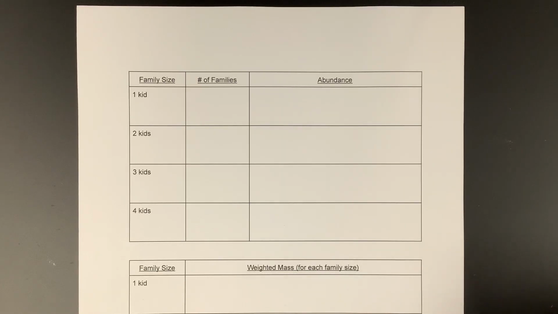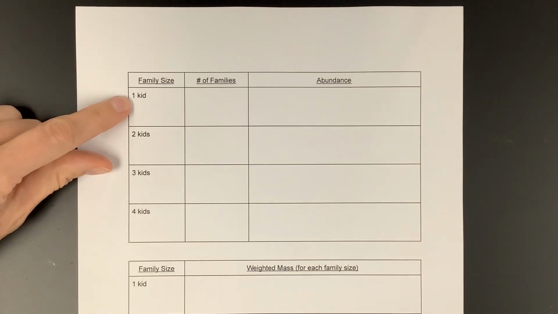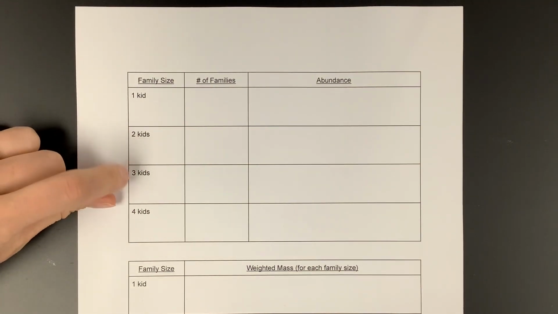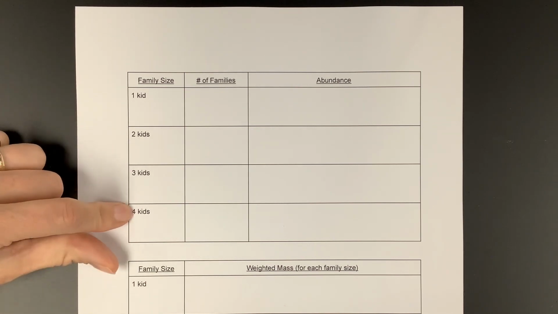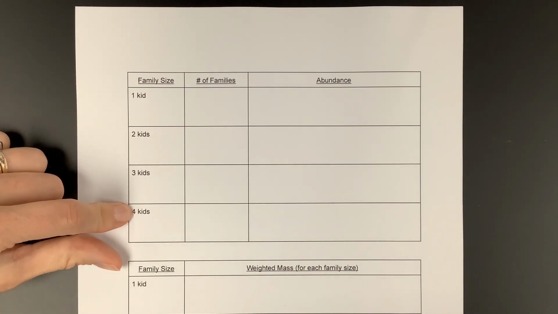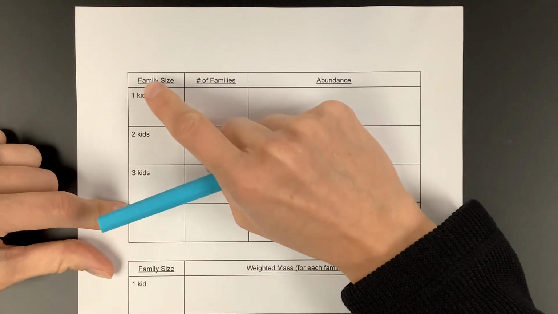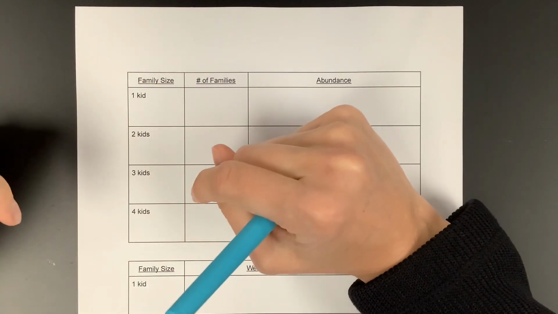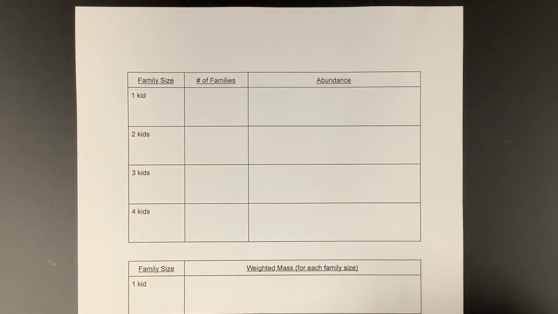We used the example in class that the average American family has 1.9 kids. Let's see what the average family in our class has. If families in our class have either one, two, three, or four kids, to find the average number of kids we wouldn't just do 1 plus 2 plus 3 plus 4 divided by 4. We would want to know the weighted average.